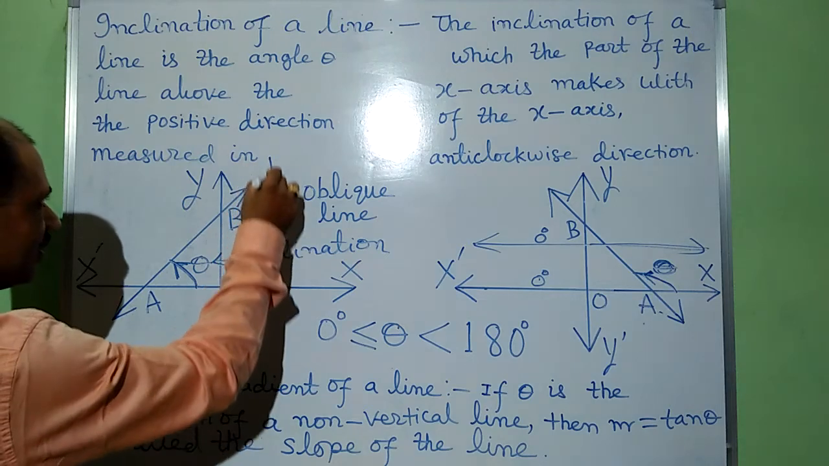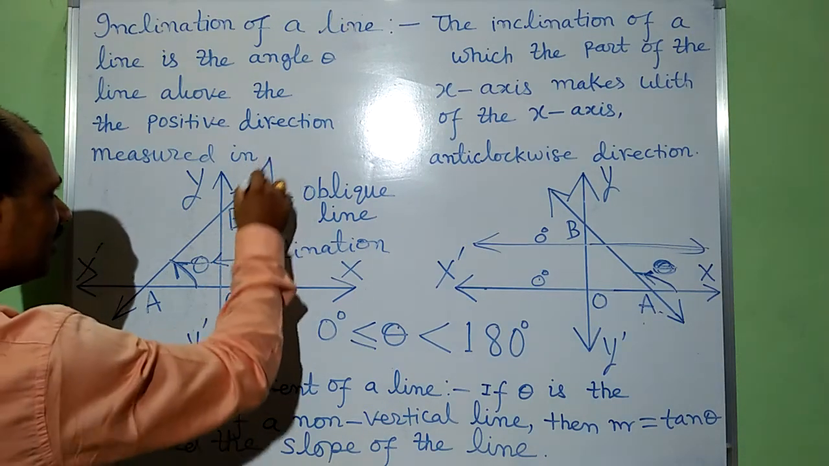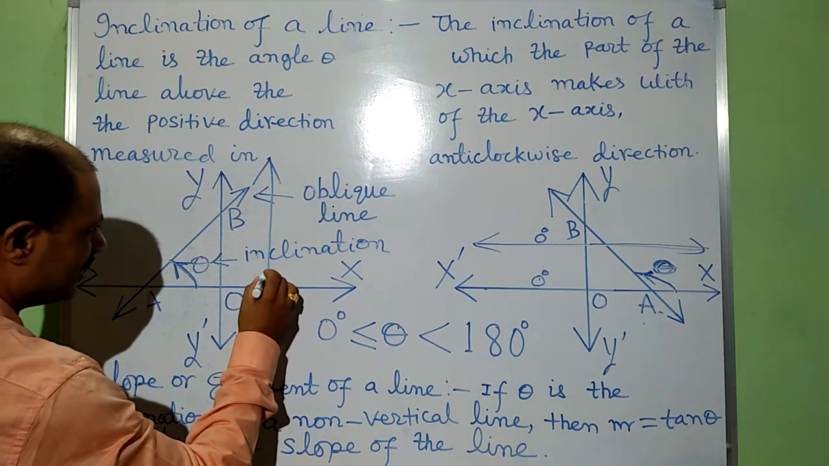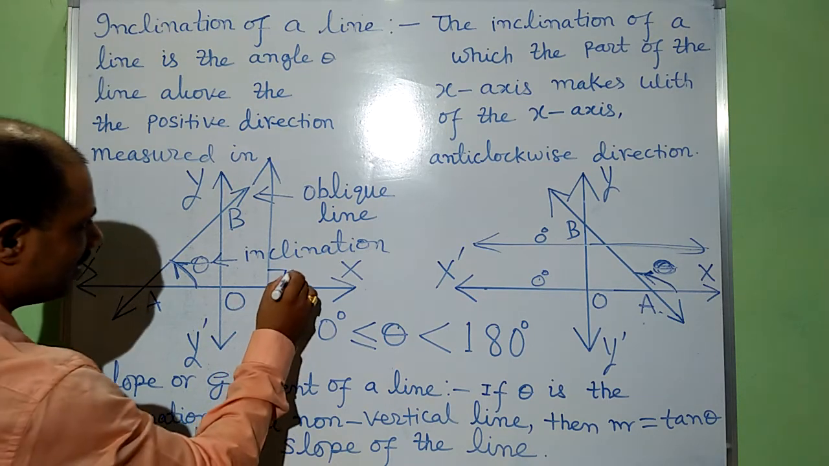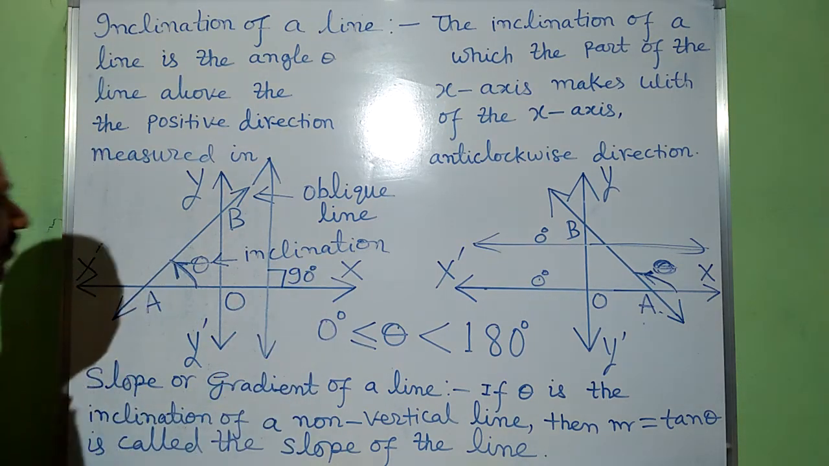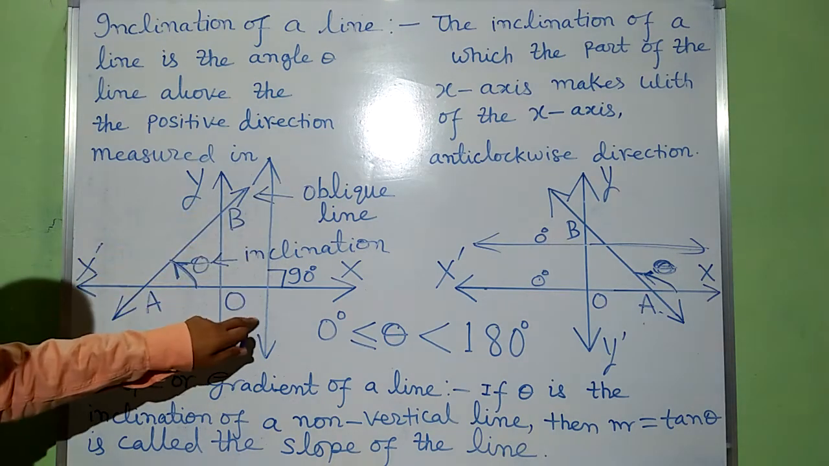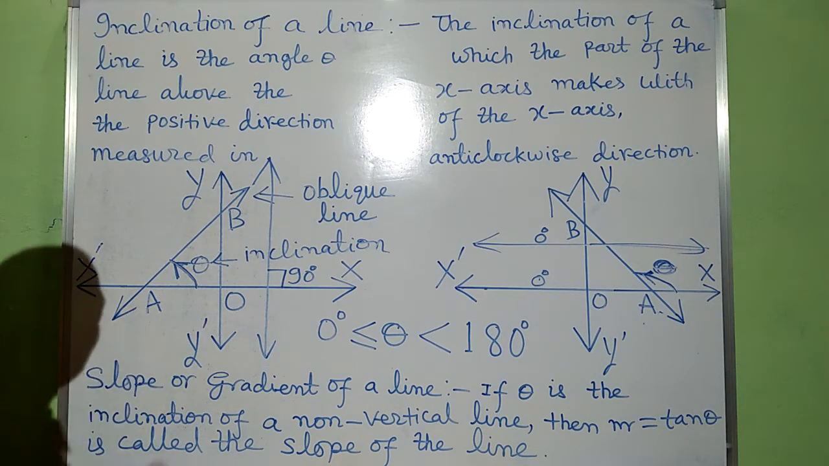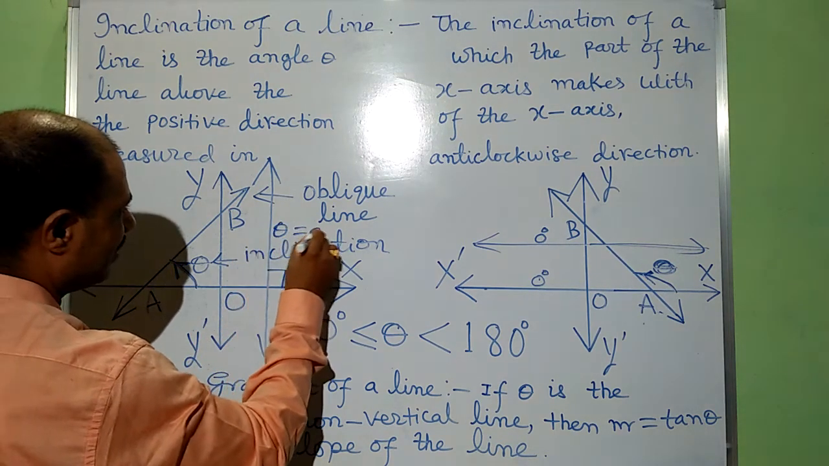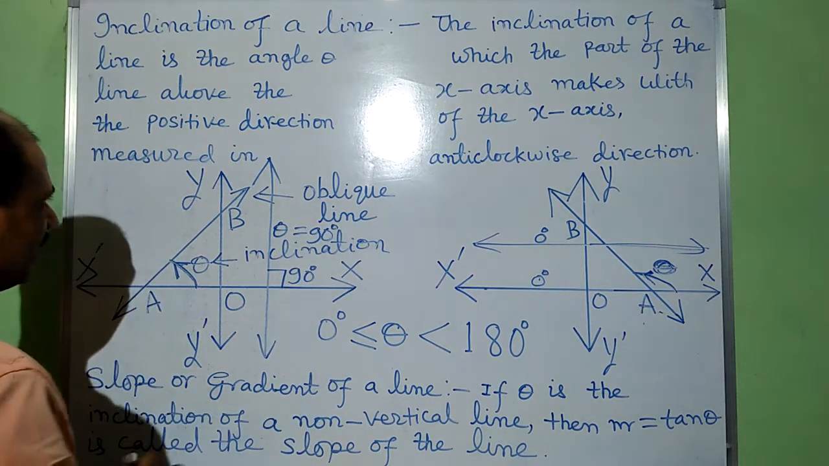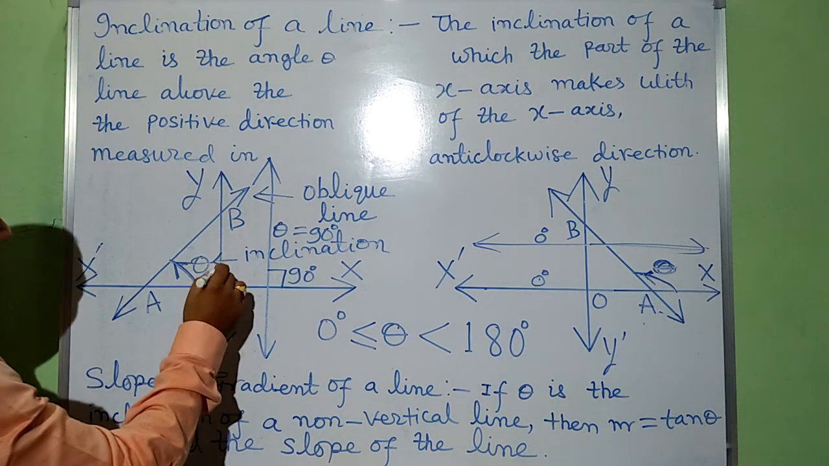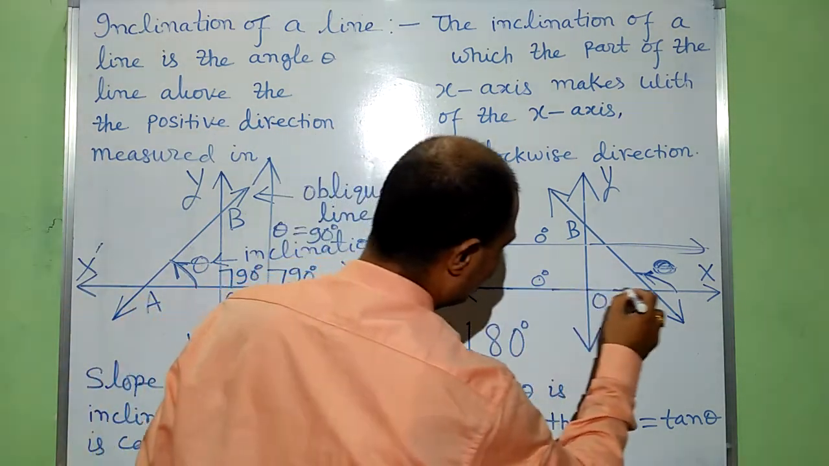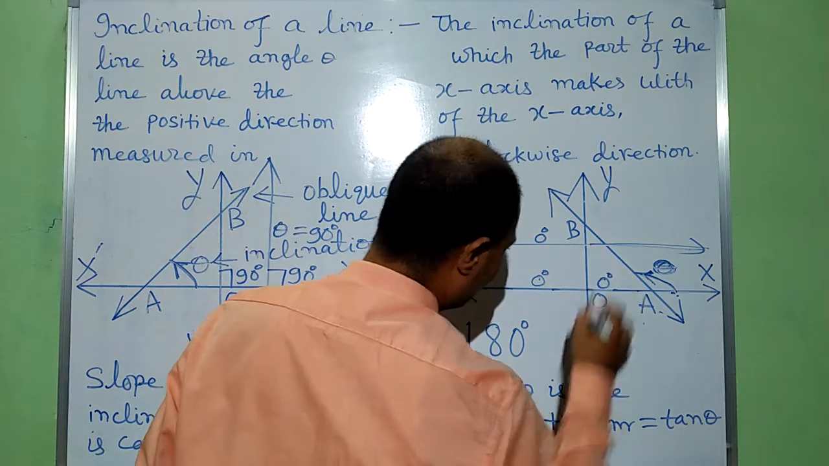When this line is parallel to this y-axis, this line is perpendicular to this x-axis. There is a 90-degree angle. So inclination of this line, which is parallel to y dash or y-axis, is 90 degree. Here theta is equal to 90 degree. Even inclination of y-axis is 90 degree. Similarly, inclination of x-axis is 0 degree.